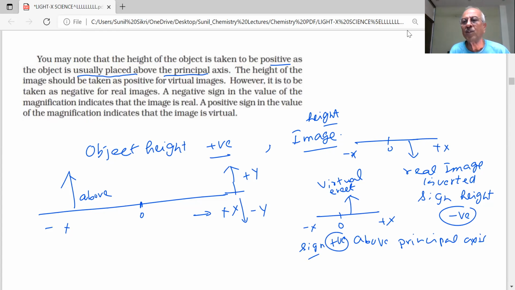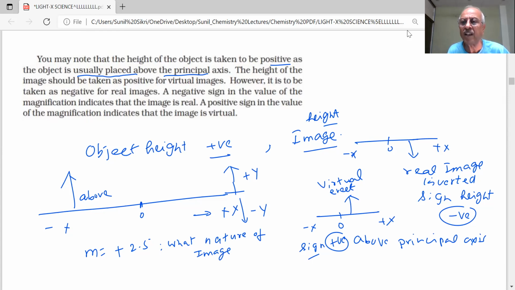So when the sign is positive, if magnification comes plus 2.5, for example, I'm saying magnification is plus 2.5. When it will be plus 2.5, tell me what type of image is this then? What is the nature of the image, student? Sign is positive. Is it virtual or real?